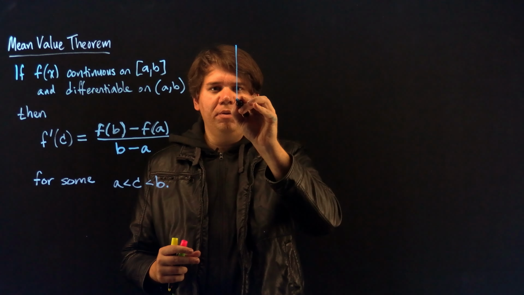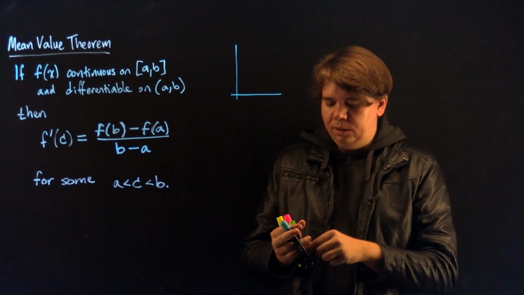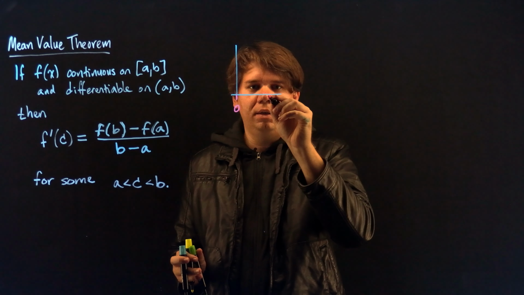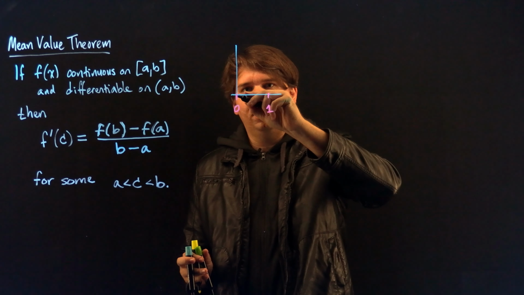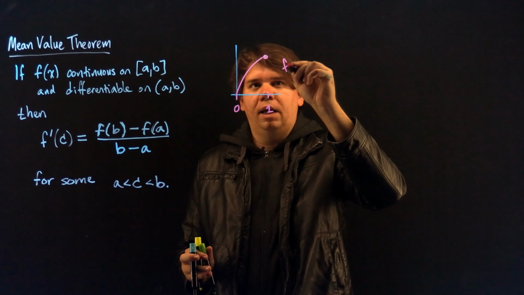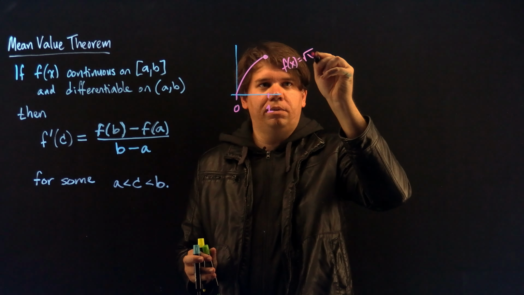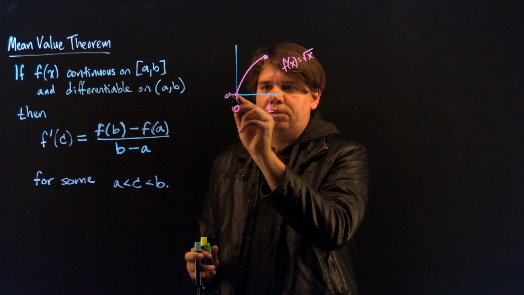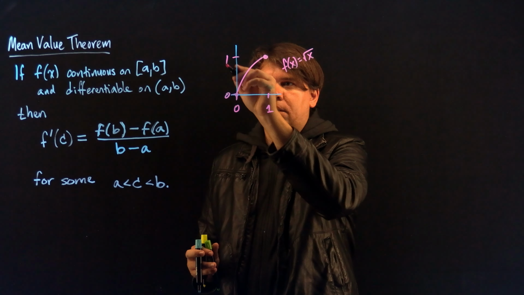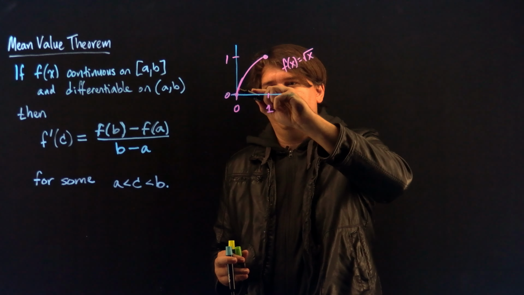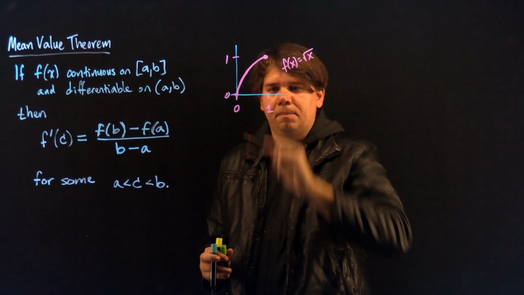For the first example, let's consider a function on the interval from, say, 0 to 1. We'll make it a nice function. Let's say this is the function f of x equals the square root of x. So then it'll start down here at height 0, and it'll go up here to height 1. Okay, so here's your graph. I guess it's a little more bent, but something kind of like this.